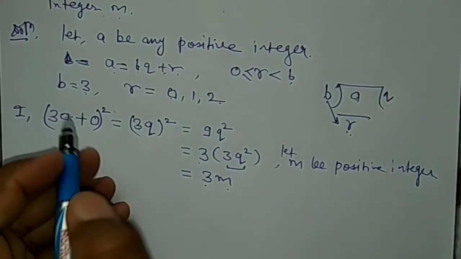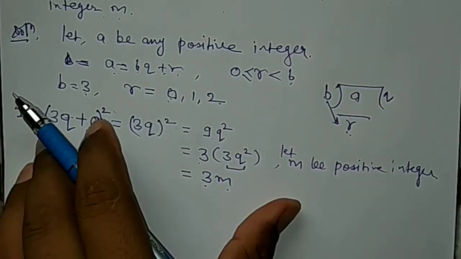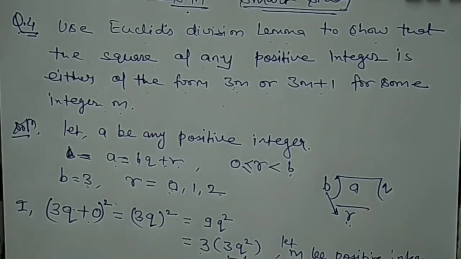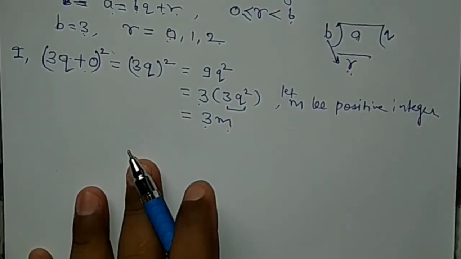Simple, you have to write the first case and square of that, because it is asked in the question, that is square, so you have to do the square and make the multiple of 3 only.